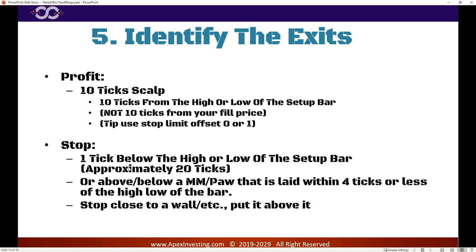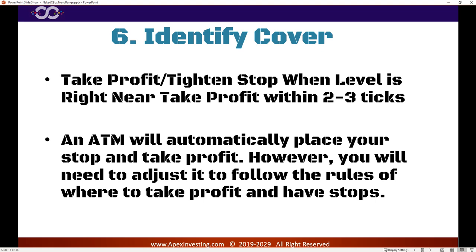And your stop is 1 tick below the high or low of the setup bar, in the opposite direction, approximately 20 ticks. Now, very, very important here. Your stop is at the high or low of the bar. But let's say just above that, close to that higher low of the bar, you've got a mini magnet, you've got a Paul, you've got an NQ level that's laid within 4 ticks or less. Then you need to put your stop on the other side of that level. I'll show you an example to show you what I mean, because it's very, very important.